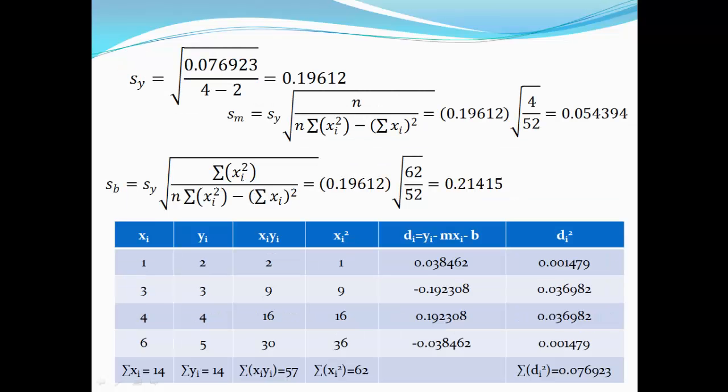So the standard deviation in y, which was the original equation, was the square root of the sum of di squared over n minus 2. The sum of di squared is at the bottom of your table, and then you take 4 minus 2, square root that, and you get 0.19612. So you plug that number into the standard deviation of the slope and the standard deviation of the intercept, as well as all the other numbers, and that's how you get 0.054394, and then of course for the intercept you get 0.21415.